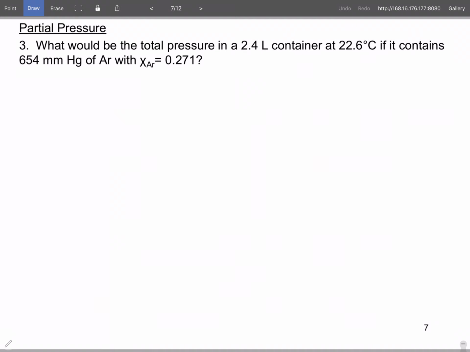What would be the total pressure in a 2.4 liter container if it contains 6 moles of argon with the mole fraction of argon equal to 0.271? All right, wait a minute. So I've got my volume, I've got my temperature, I've got the moles of argon, and there's my total mole fraction. So wait a minute. The pressure of argon is equal to the mole fraction of argon times the pressure total.